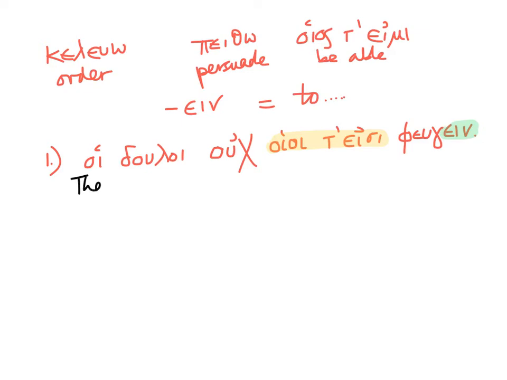Now let's go back to the beginning and fill in the rest. Hoi douloi are the slaves. Ouch means not, and it's one of the three versions of not, this one ending with the letter chi, because the next verb begins with a rough breathing. Hoioi te eisi means they are able, so I need to fit in the words around my not. So are goes here, and able here. They are not able, and now we're left with our infinitive, which we remember means to. Pheugo means flee, so pheugein means to flee. The slaves are not able to flee.